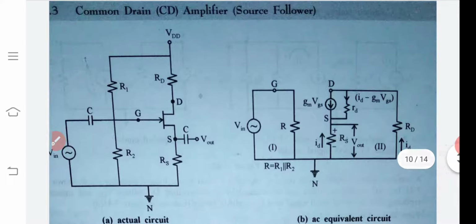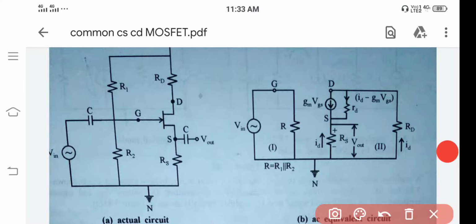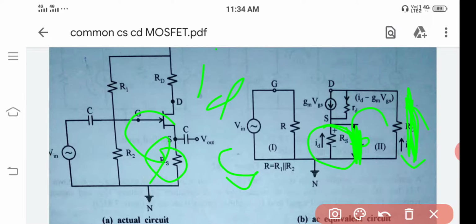And next is the common drain amplifier. Here drain is common and output is collected at the source terminal. In common source, output is taken at the drain terminal, but in common drain, output is taken at the source terminal here, and this is the output. And in common source, this is the output. Only one difference here. When KVL is applied, the ID equation is common for common source and common drain. The ID equation is the same for both circuits.